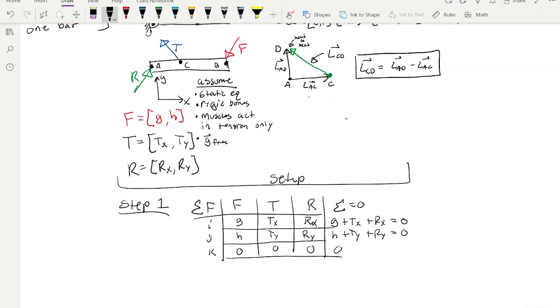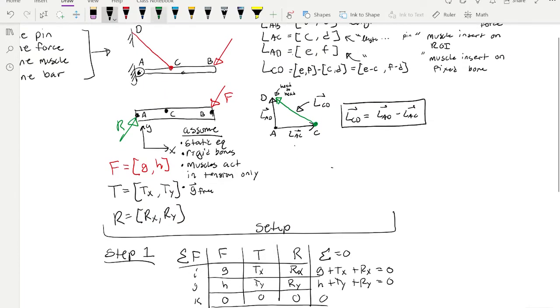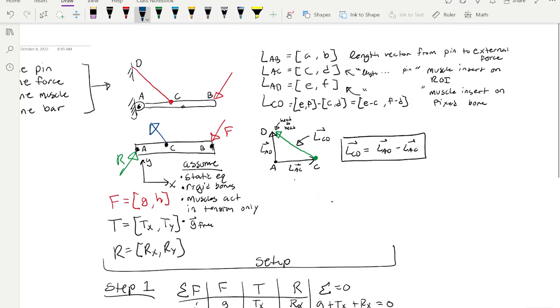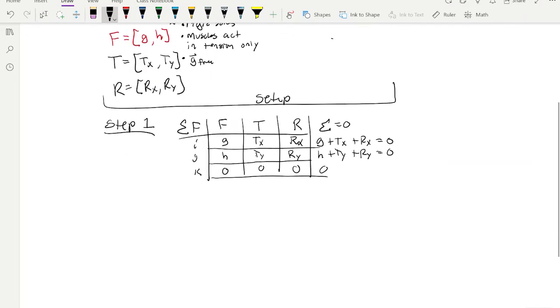And then I kept everything positive here, even though I know tension is acting in the negative x direction. I kept it as just Tx. And that way we can generalize this whole system. We can say, what if we had a muscle that was acting in this direction on our free body, where A is the pin? Well, then Tx would be positive. So we're trying to make the general case for this system. And to do that, it's good to keep everything positive. Okay, so step 2.